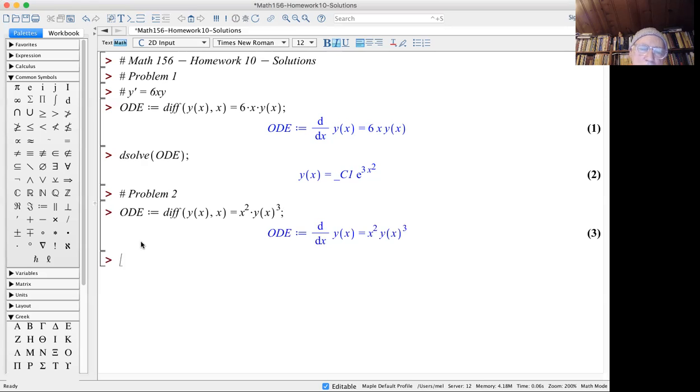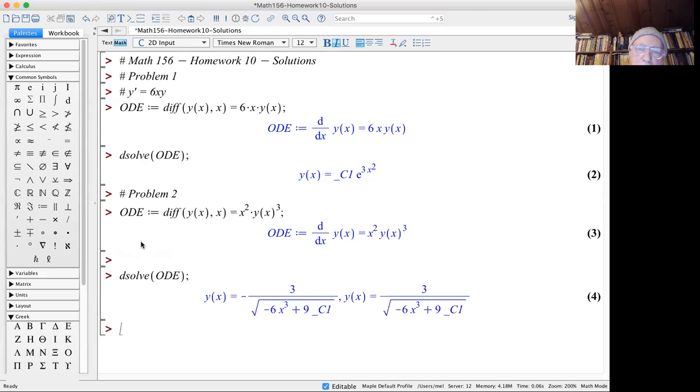But we don't want the general solution. If we wanted the general solution, we would just say dsolve the ODE. This is the general solution, which involves an unknown constant. But in this case, we have an initial condition, which I'll abbreviate as ICS. And the initial condition is that the function y at x equal 1 has the value 2.